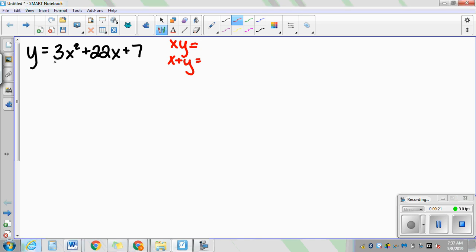The product is going to be the first number times the last number. So in this case, 3 times 7 gives us 21. The sum will always be the middle number. So in this case, a positive 22. Make sure you're looking at your signs. A positive or negative will really throw you off here.